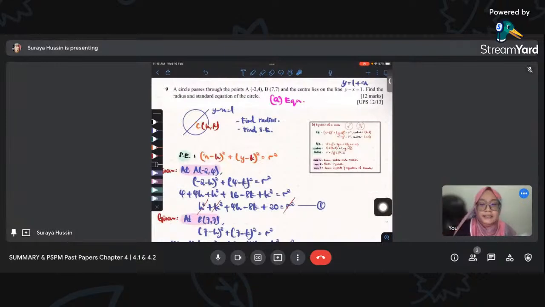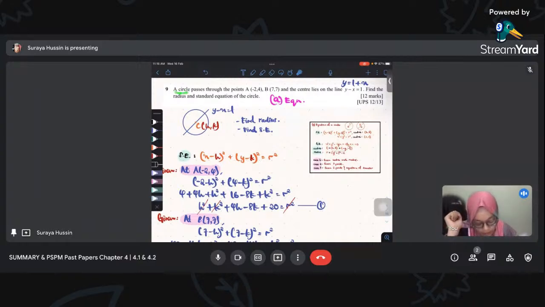Okay? Now, let's go to the example teruslah. So question 9 is the perfect example untuk finding equation of circle. Okay, let's have a look. This is UPS 2012-2013. This is my year.